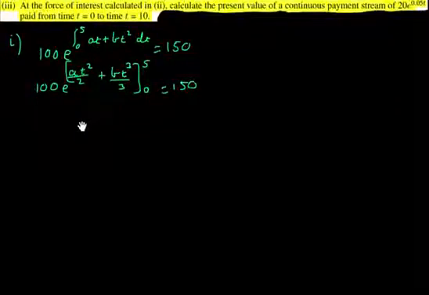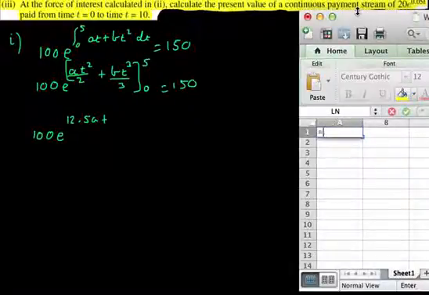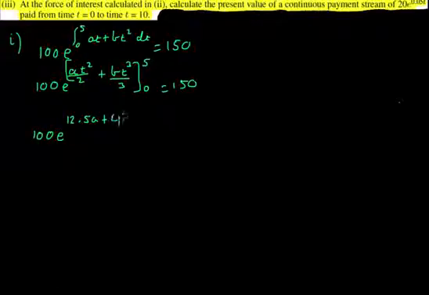Then all we do is sub in 5 and 0. So we're going to get 100e, and then we put 5 in there, that's going to be 25a on 2, which is 12.5a, plus 125 divided by 3 b. I'll work out what 125 divided by 3 is, 41.66, going onwards, times b, minus, when you sub in 0 there, that's all 0, so there's nothing there, equals 150.